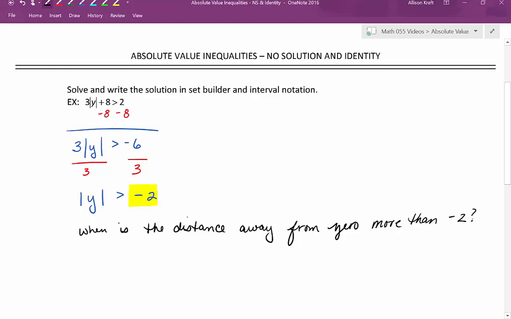Well, let's think about how we treat distance. Do we talk about distance in terms of a negative number? No. Distance is always 0 or a positive number. So when is the distance away from 0 more than -2? Always. Always, because distance is a positive number.